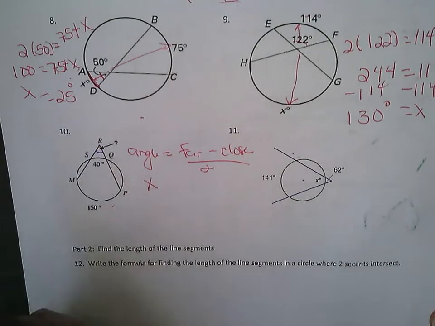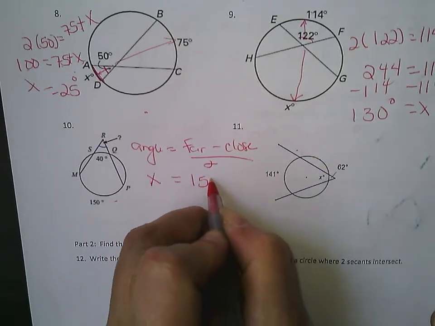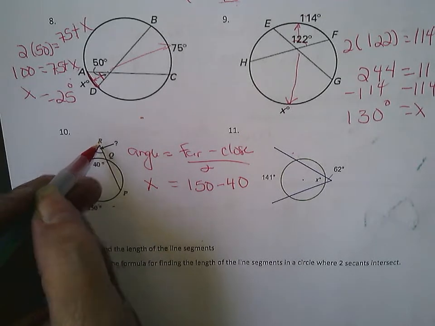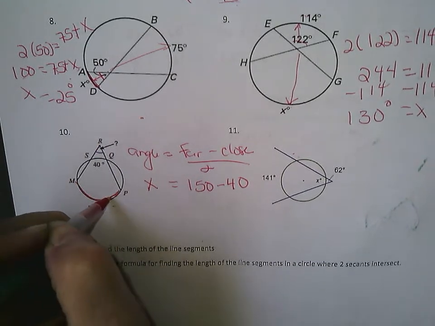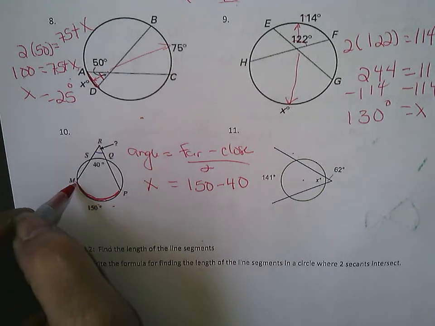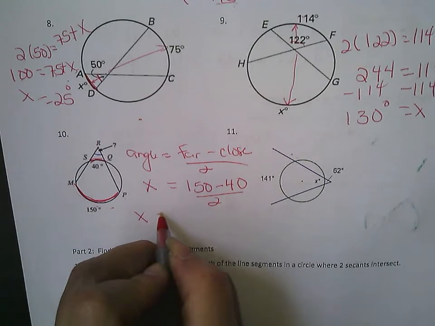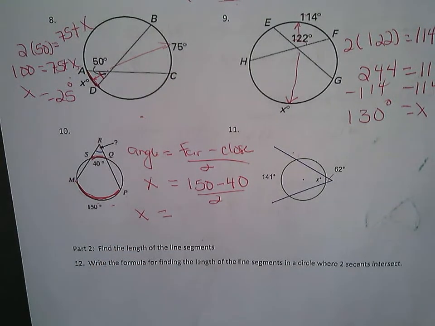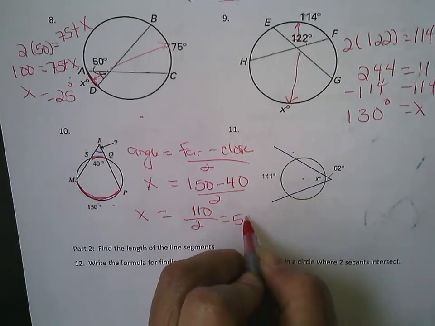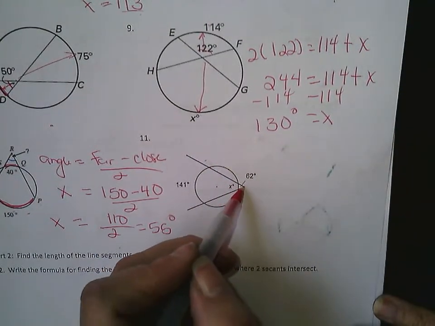We could call it R if we wish, because that's the vertex right here. Our farthest number is 150. We're going to subtract 40 from it. So we subtract this arc, which is what our angle cuts, our intercepted arc, and this is the back side of it. We're going to divide that by 2. X equals 110 divided by 2, which gives us 55 degrees.